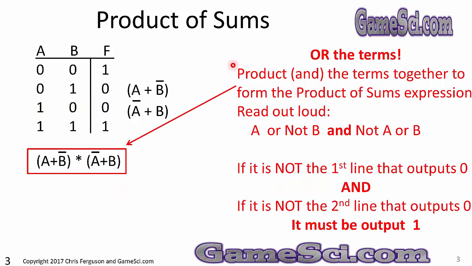Now AND the terms together to form the product of sums expression. Product is AND. Read out loud, this is A or not B, and not A or B. If it's not the first line that outputs a 0 and it is not the second line that outputs a 0, it must output a 1. We're literally saying when it's not one of these two inputs, output a 1 for this circuit.